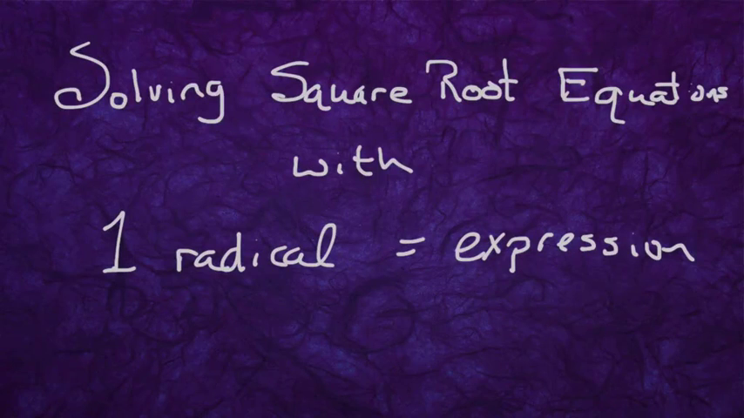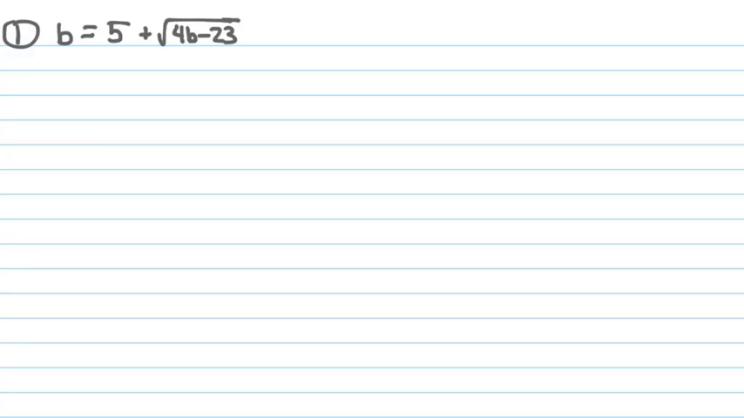So we're going to be solving square root equations. This time we're going to have one radical, and when we get that isolated, we'll end up with something on the other side, either an x or an x minus 7, some type of expression involving the variable. So you're going to have a variable inside the radical and a variable outside the radical, kind of like this.